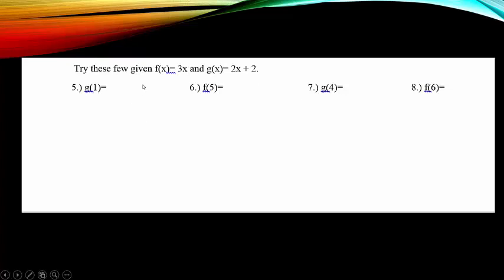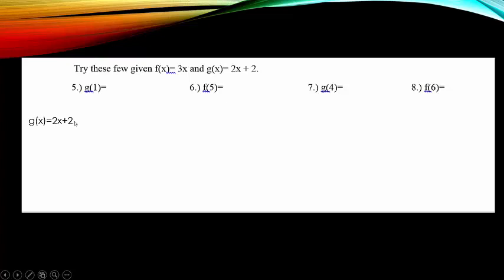So the last couple problems you're going to do are problems like this. So it's just like what we did before, except this time I have f of x and a g of x. And that's okay. All it means is these are different machines. So this would be the f machine, and this is the g machine. So if I look at number 5, it says g. So right away, I know I need to use the g machine. And if we look, the g machine says the pattern is 2x plus 2.